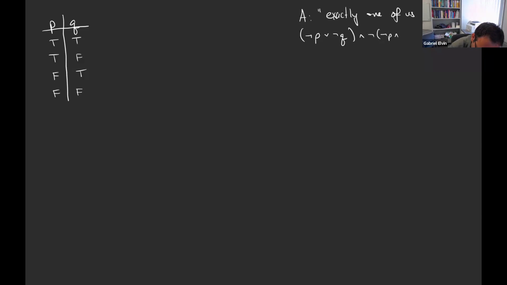So this is that A is a knave or B is a knave, and they're not both knaves. But we have a nice way of saying this using exclusive or. So this is just P exclusive or Q. And this is logically equivalent to that. But what I meant to say is not P or not Q, just so that it matches A's actual quote. So we have that one.